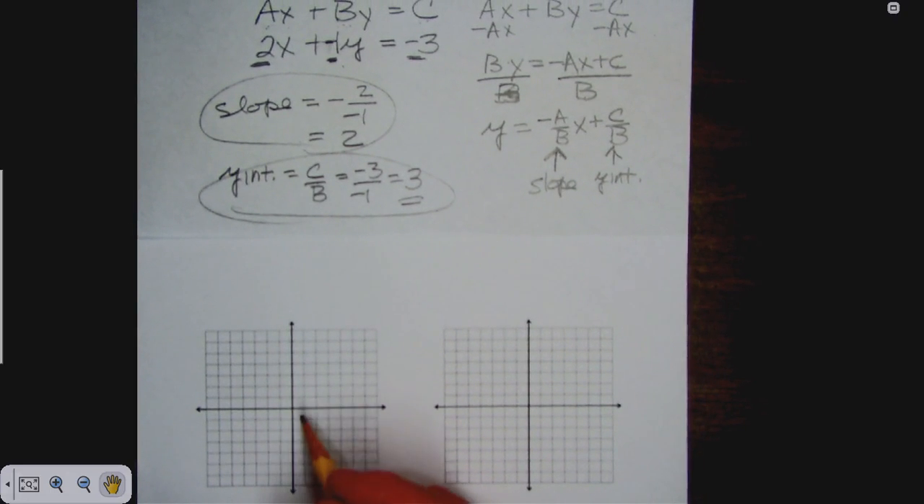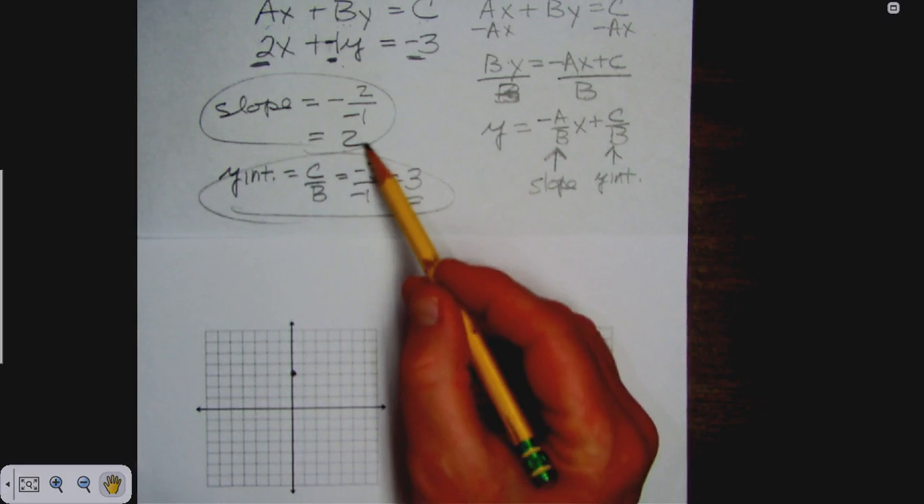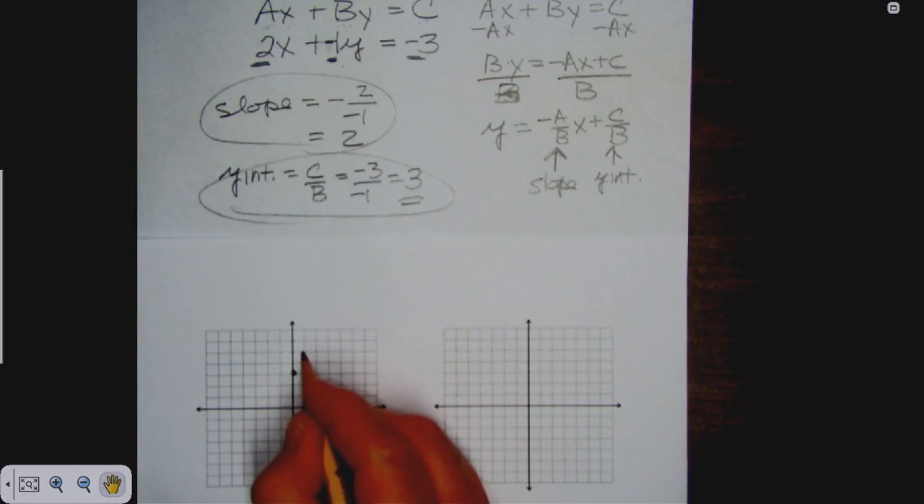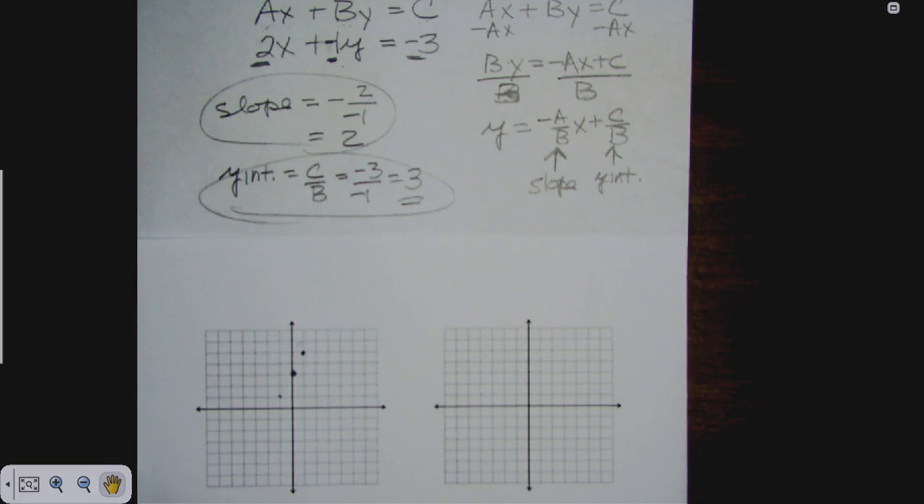And so I know my y-intercept is 3, and my slope is 2. So I go up 2 over 1, or I could go down 2 over 1, over to the left one. So this would be negative 2 over negative 1, which is still equal to 2. Or up 2, positive 2 over positive 1 here to the right. And I get a line again.